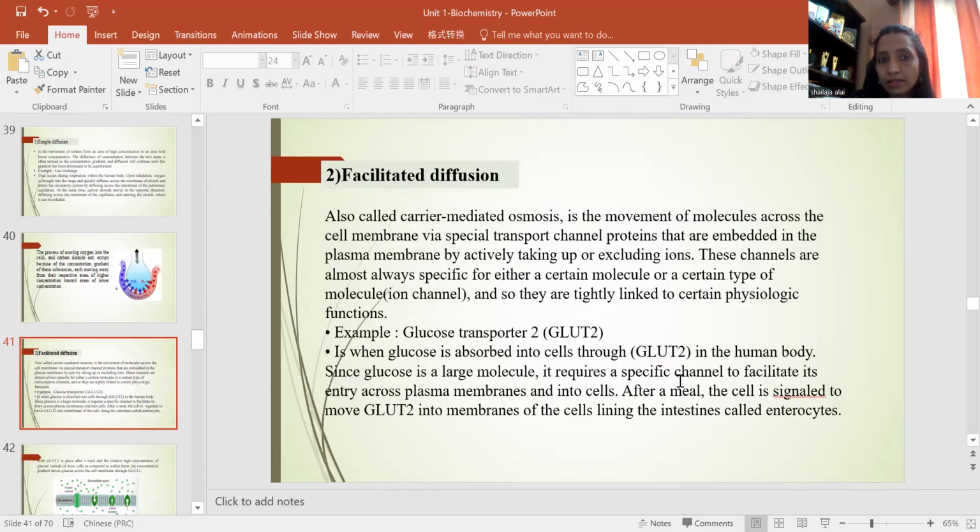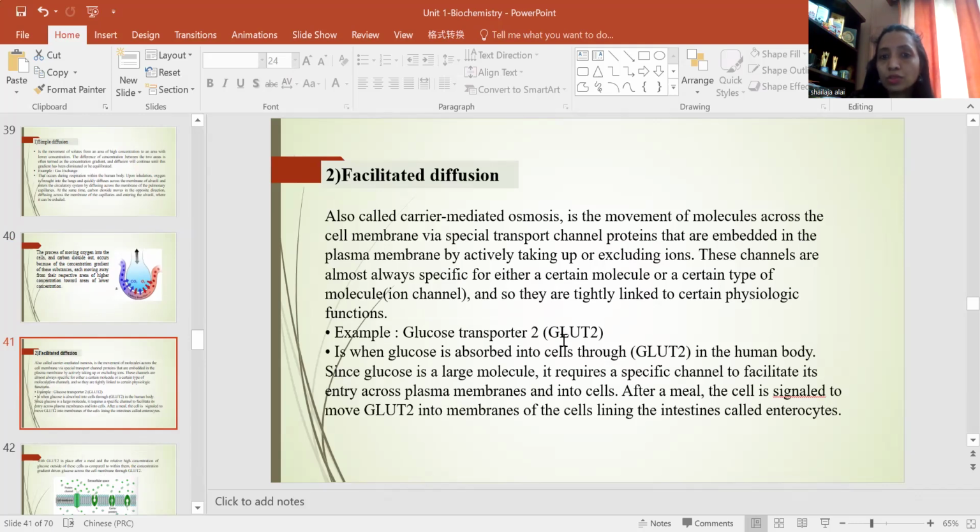The next one is facilitated diffusion. It is also called carrier-mediated transport, and the name itself indicates it requires facilitation. It means some amount of carrier is required for facilitating the transport of proteins or any materials which will be transported through your cell membrane.